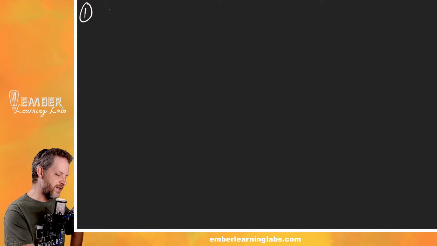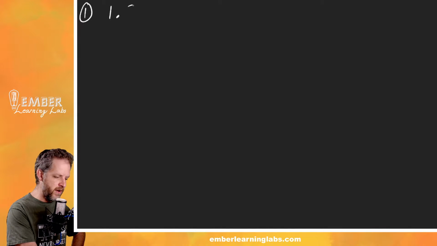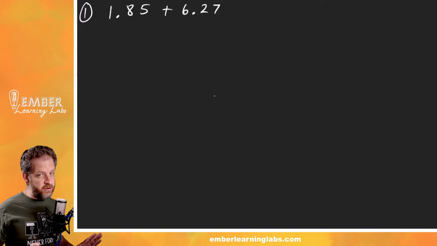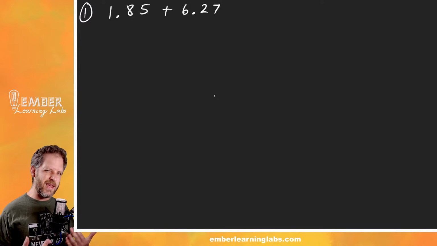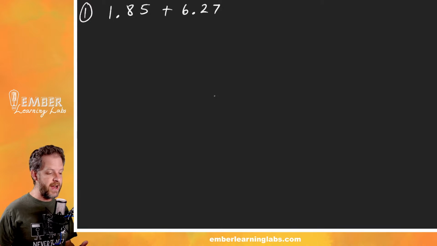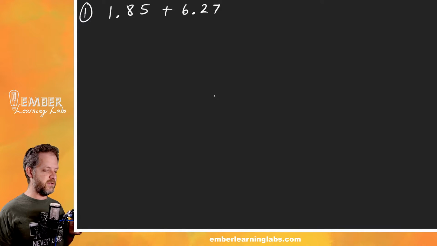What we're going to do is start with 1.85 plus 6.27. Now remember, in our last video we included integer rules. We're going to do the same thing here as well. We're going to practice that a lot as we continue on.